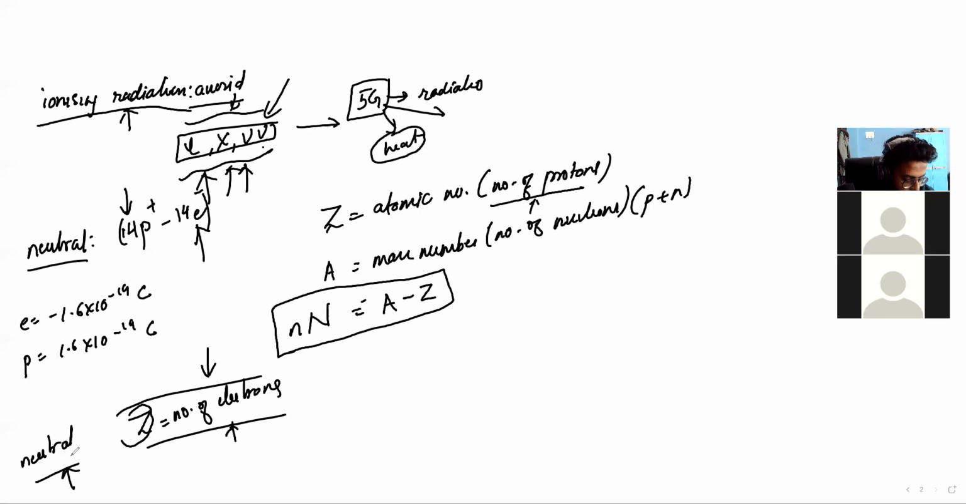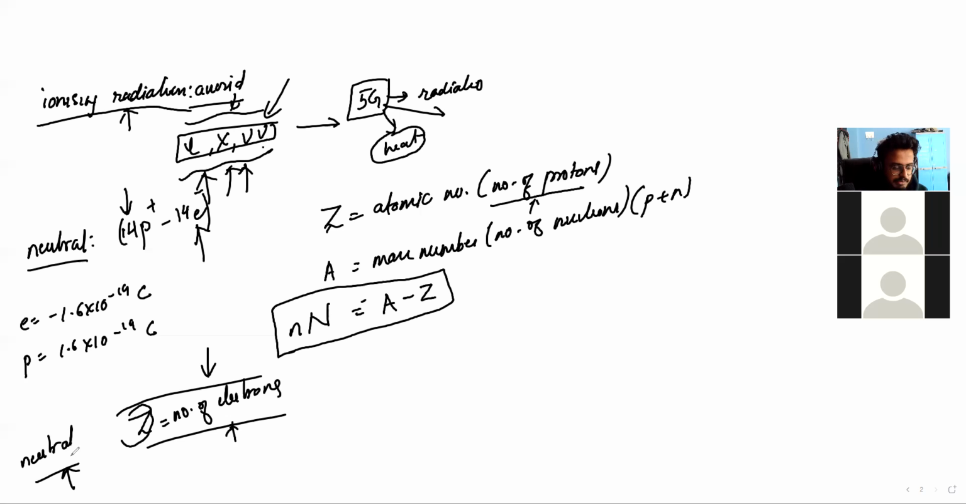So Z भनेको atomic number भनेको number of protons in the nucleus of an atom. Then A भनेको mass number भनेको total number of nucleons, which means the addition of protons and neutrons in an atom, right? So this is an important thing in this chapter which you need to know.